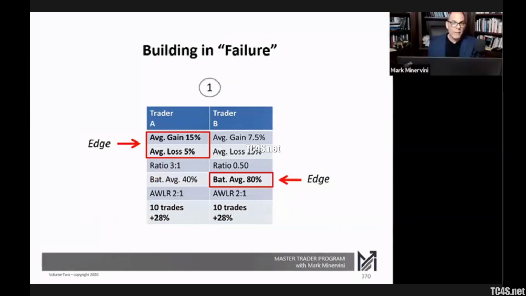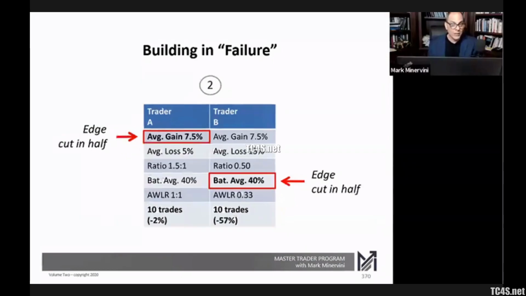So we found that when you rely on batting average versus risk reward, risk of ruin can rear its head in a much uglier way and faster. Let me show you how that works. So now we're going to take trader A and cut his edge in half. His edge was his risk reward. So we're going to make the risk reward go from 3 to 1 to 1.5 to 1. So now the average gain is 7.5% and the average loss is 5%, right?